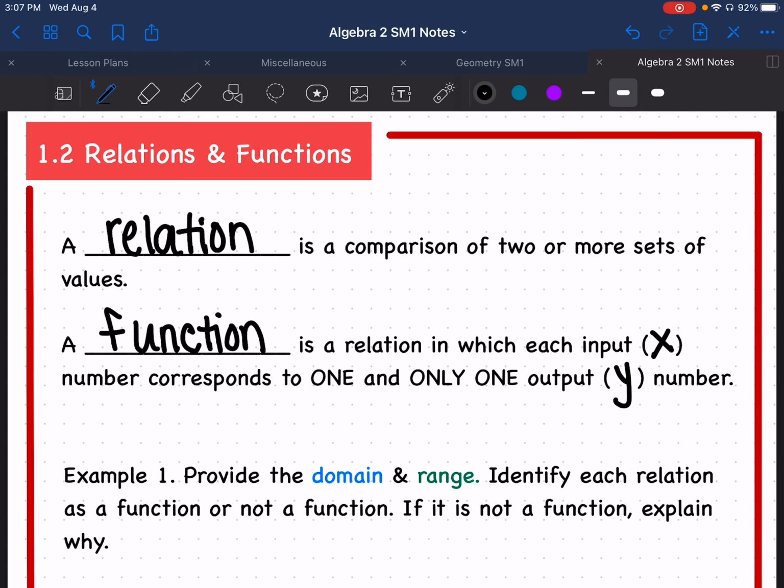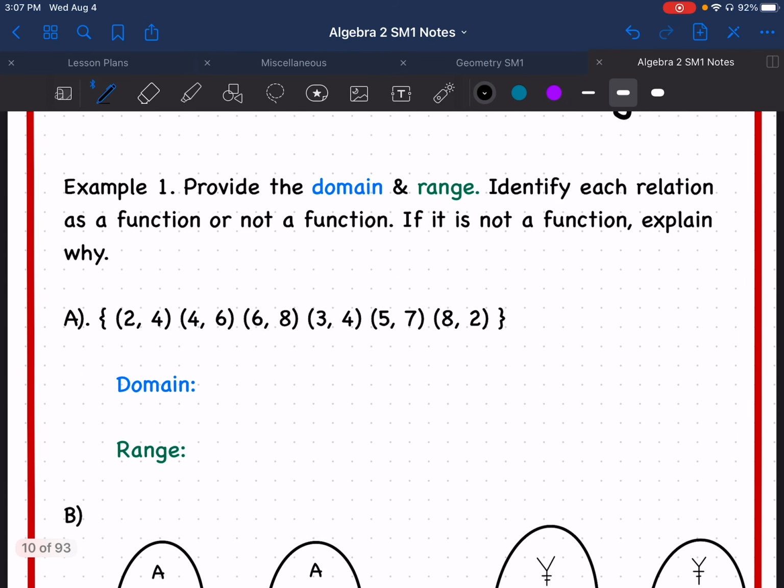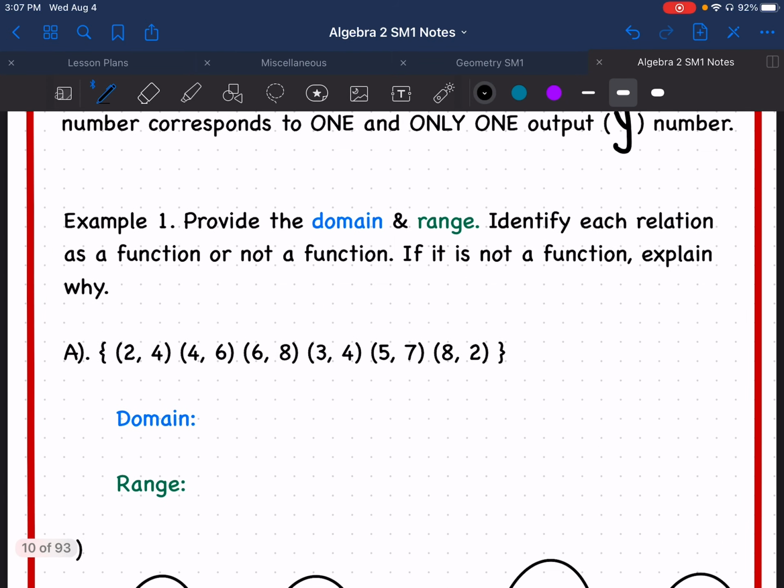Okay, so let's go ahead and take a look at example one. We're going to provide the domain and range and identify each relation as a function or not a function. If it is not a function, we're going to explain why it is not. So we can define the domain and range even for a relation. What we're basically practicing is which ones are the x values and which ones are the y values. That's all the domain and range does.